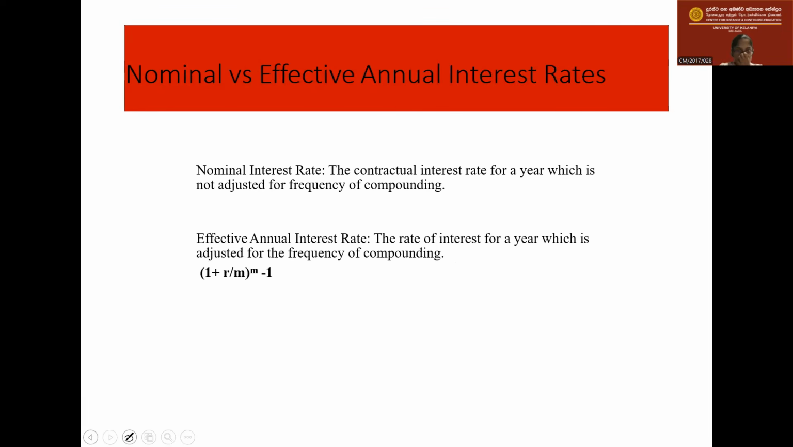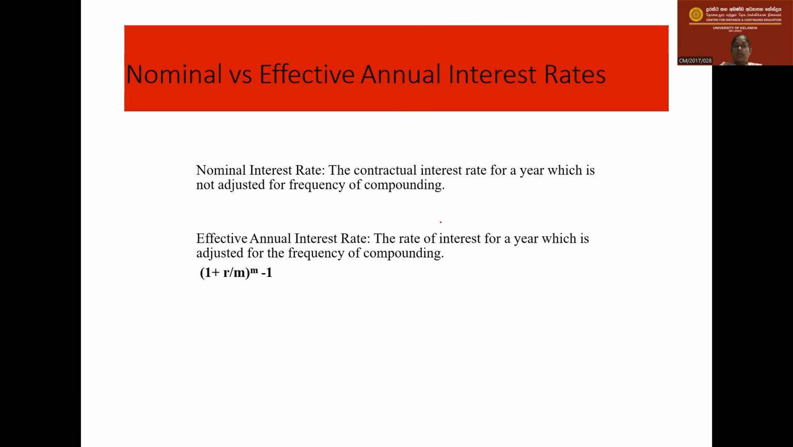Let's have a look at the nominal versus effective interest rate as well. The nominal interest rate is just the contracted or stipulated interest rate for a year, which is not adjusted for the frequency of compounding. But the effective annual interest rate is the rate of interest for a year which is adjusted for the frequency of compounding. Therefore, the frequency of compounding is not in the nominal interest rate, but in the effective annual interest rate.